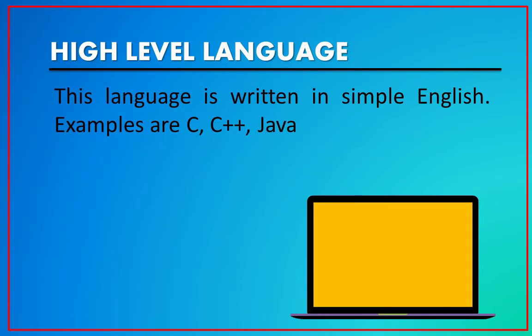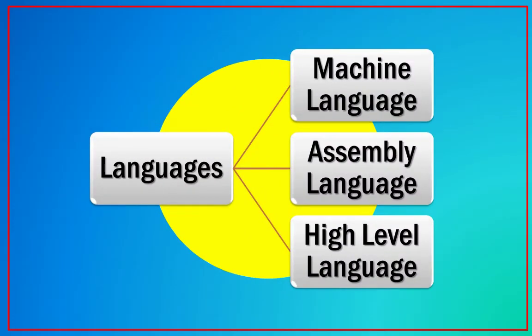Next comes the high-level language. This language is written in simple English-like statements. For example, all the languages we use today are high-level languages. For example, C, C++, Java, Python, they are called high-level languages.